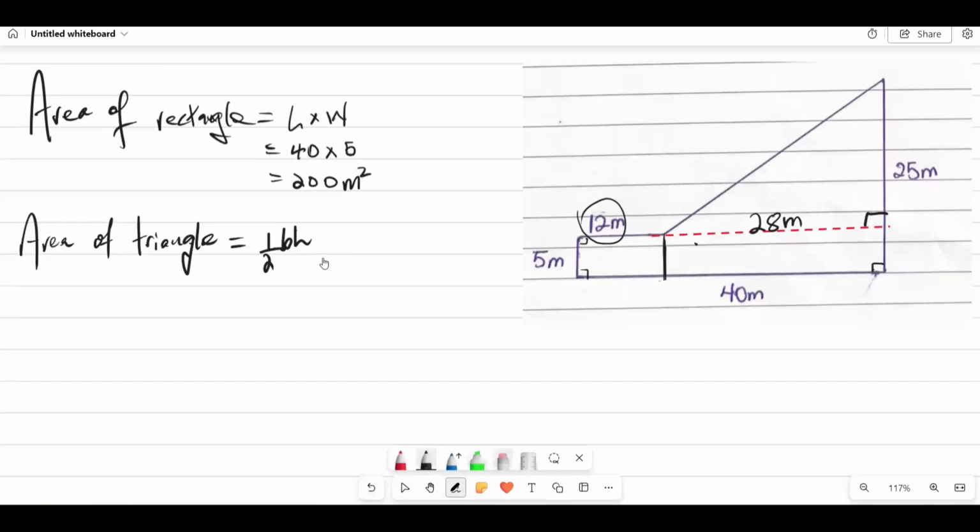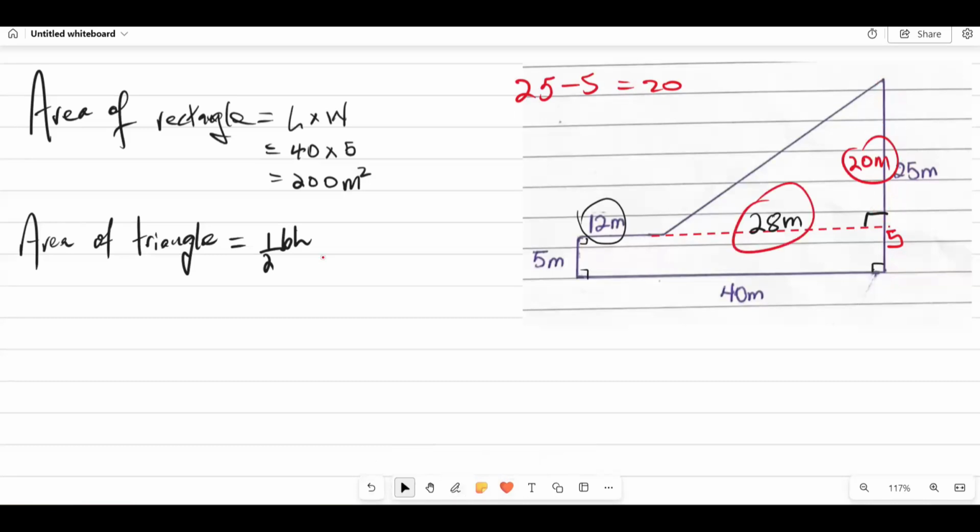Now let's take a look at the height. Now this entire line here all the way down is 25. But remember that this is also 5. So the remaining piece here is to take the difference between the two numbers. So it's going to be 25 minus 5. It's going to give us 20. So it means then the height that we're looking for is 20 meters. So this is the height and this is the base. So let's put it in.